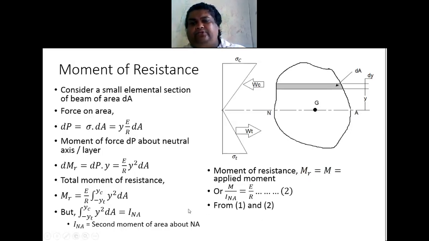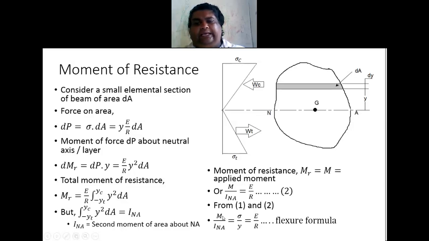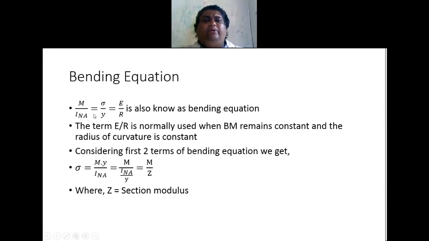We had another equation earlier, right? So from both of these equations, and when you do rearrangement, we get the flexural formula or the bending equation, which is M by I is equal to sigma by y is equal to E by R, right? So this is the bending equation. This is also called the flexural formula. M by I is equal to sigma by y is equal to E by R. You have to remember this equation. We'll be using this for many of the cases, right?